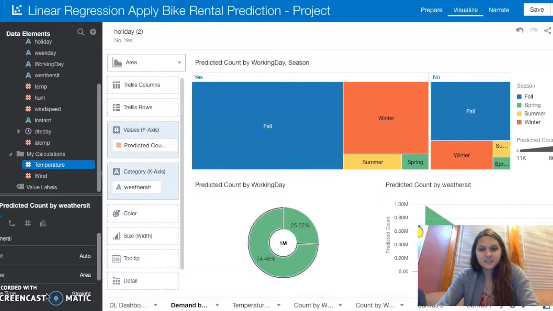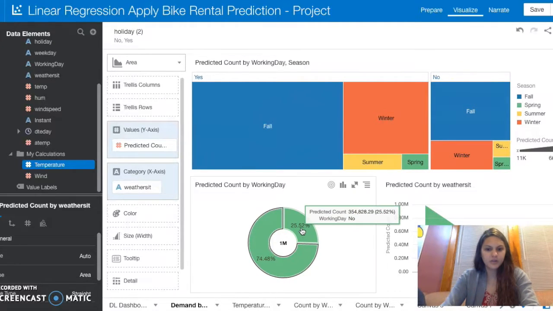Hi, I'm Jenks. I was working on the data set for bike rental predictions with Hayley, and I was exploring the data, and created this dashboard. I started with a tree map visualization looking at the prediction of bike rental demand by working day as well as the season. Obviously, the working days represented most of the data set and most of the demand, and the non-working days not so much.